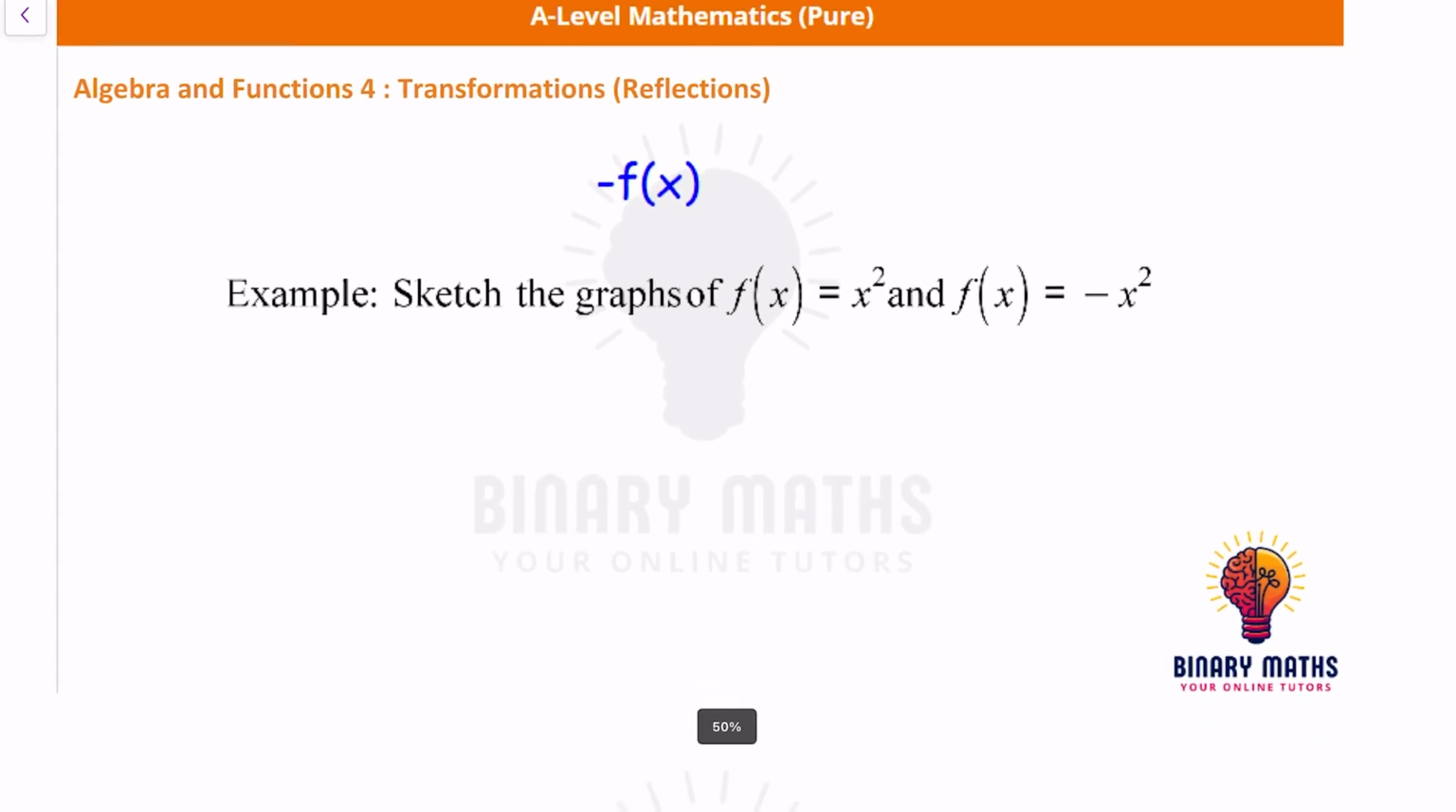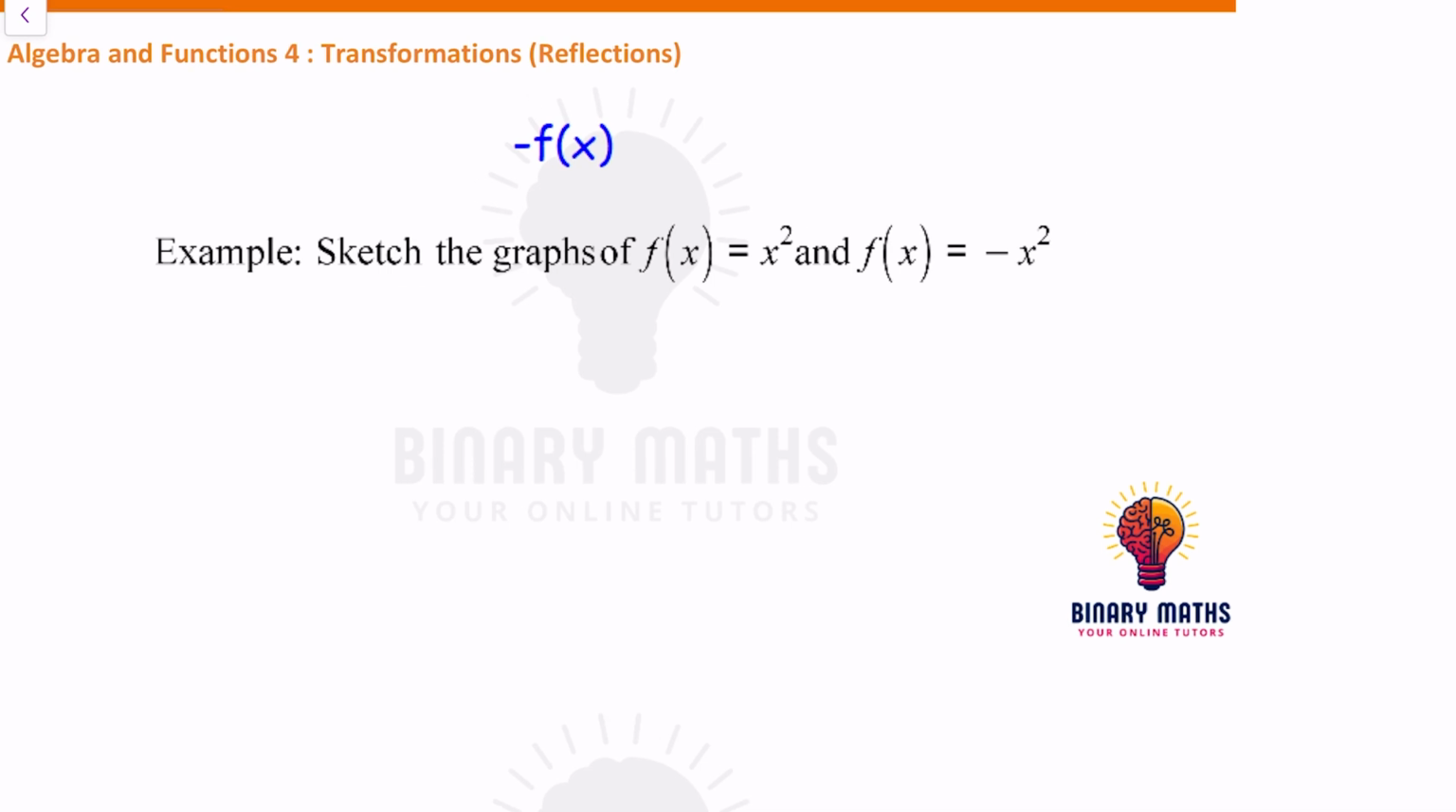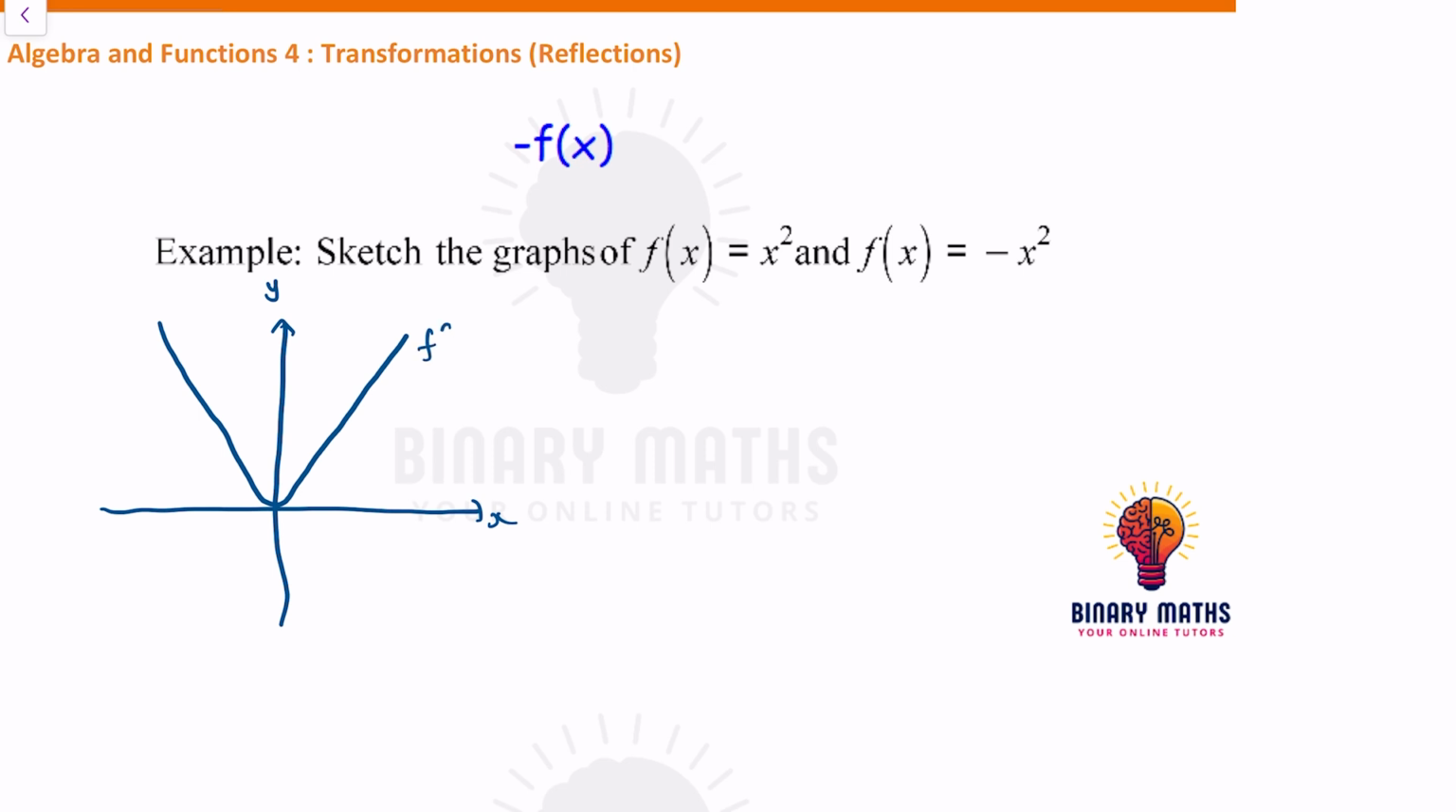So let's start with sketching the graph of f of x is equal to x squared and f of x is equal to negative x squared and see what is happening. So if I sketch this out, label your axes. So f of x is equal to x squared, which means it's a U-shaped parabola going through the origin. This is f of x is equal to x squared.